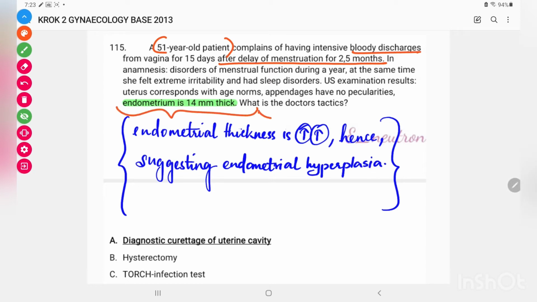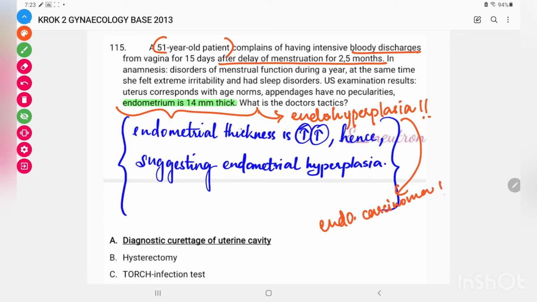14 mm thick means there is some endometrial hyperplasia. So always know that endometrial hyperplasia is the first step of converting into endometrial cancer. Basically, endometrial hyperplasia is an initial stage. So this is why her endometrium is really thick. Here the endometrial thickness is increased, which can suggest that it is an endometrial hyperplasia.